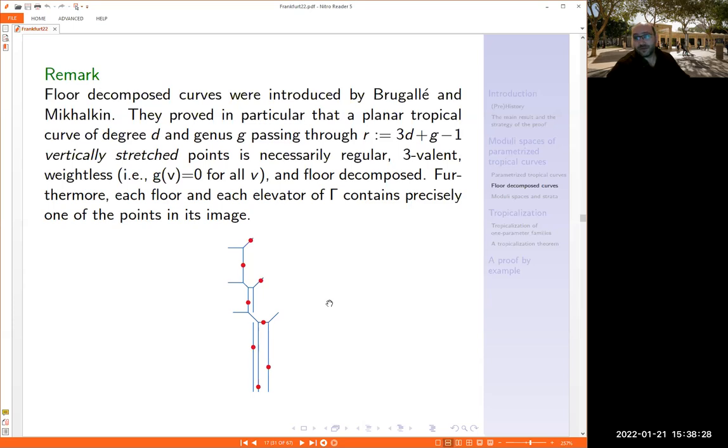They must be regular, so they vary in a family of expected dimension. They must be floor decomposed, and furthermore, each floor and each elevator must contain precisely one of these vertically stretched points, like in this picture. You can see that on each elevator and on each floor we have exactly one such point. This is a rational cubic, so there must be 8 points, which is precisely what we have here: 1, 2, 3, 4, 5, 6, 7, 8.